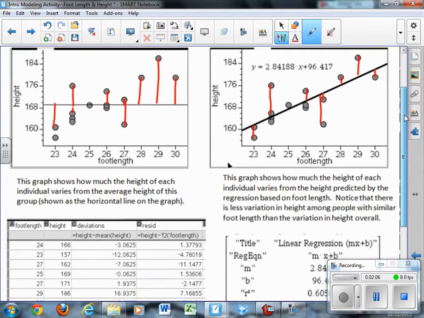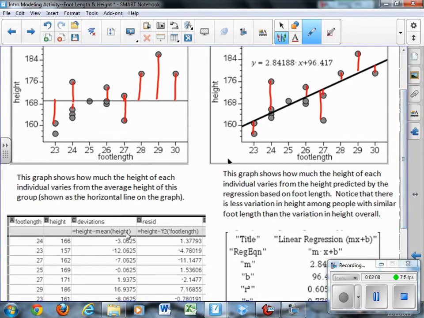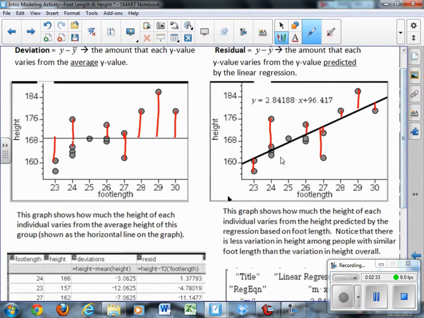So it says on your sheet, this graph shows how much the height of each individual varies from the average height of this group. This graph shows how much the height of each individual varies from the height predicted by the regression based on foot length. Notice that there is less variation in height among people with similar foot length than the variation in height overall. Okay. Now, what I want to do is quantify how much better my prediction is using foot length than it was just using average height.